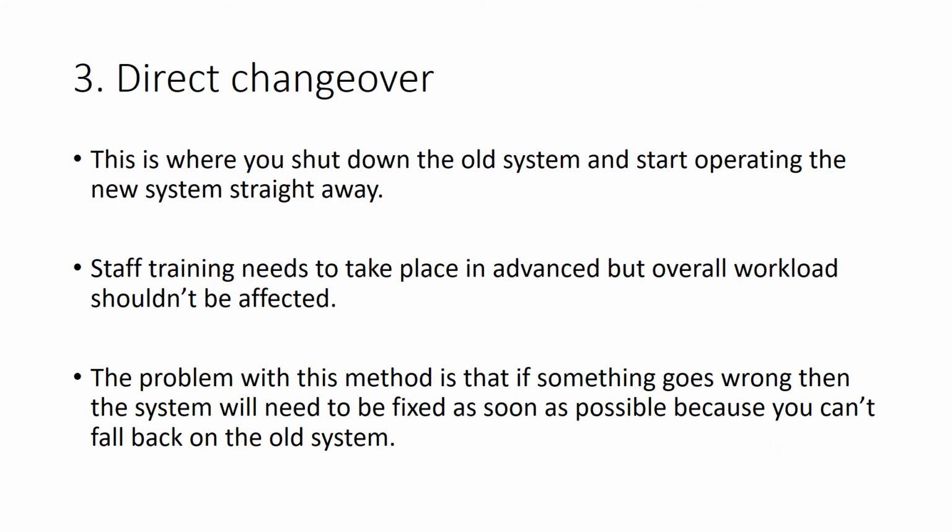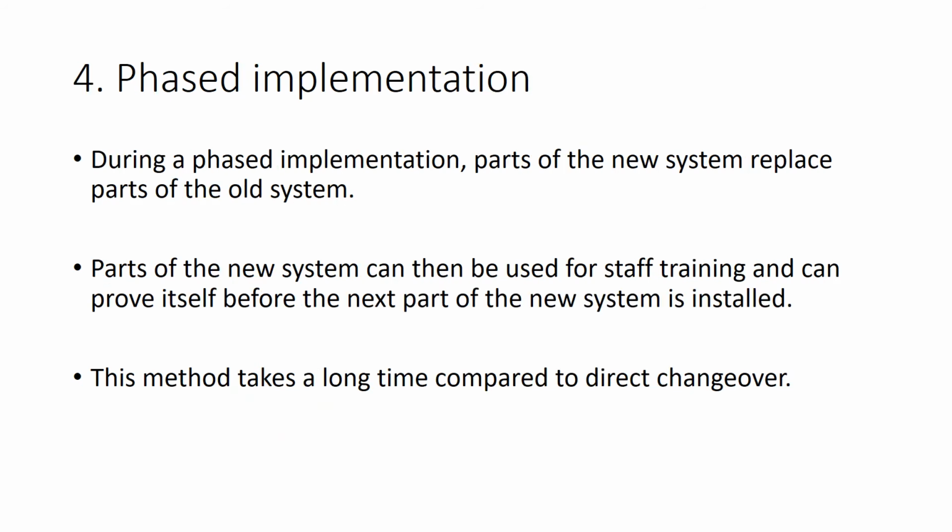A direct changeover would be when you shut down an old system and start operating a new one straight away. You need to have staff training available well in advance so they know how to use it, and you might have a test system so they can check this, but it wouldn't be live with data. However, the issue is if something goes wrong, you can't fall back on the old system. In a phased implementation system, parts of the new system will replace parts of the old system.